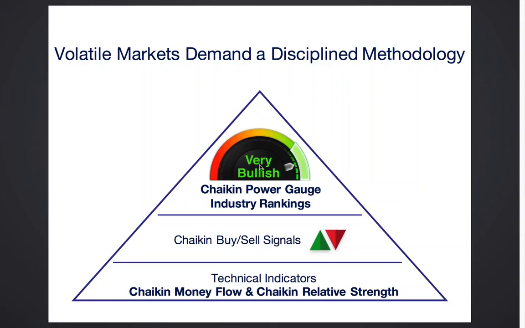Very important. At the bottom of the pyramid, just 2 technical indicators. We're trying to solve the information overload problem, not add to it. So Chaikin money flow, which you've already seen, and Chaikin relative strength, our unique visual view on how a stock is doing relative to the market. And then right in the middle, that sweet spot, Chaikin buy and sell signals.